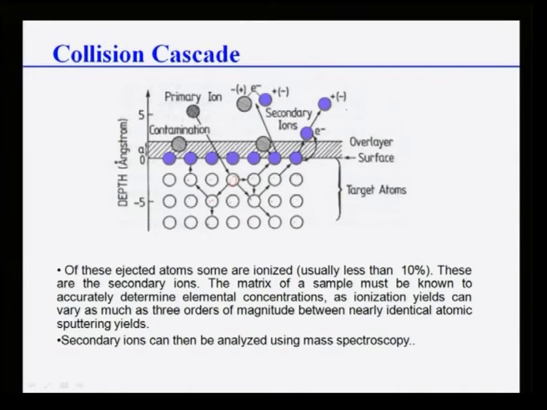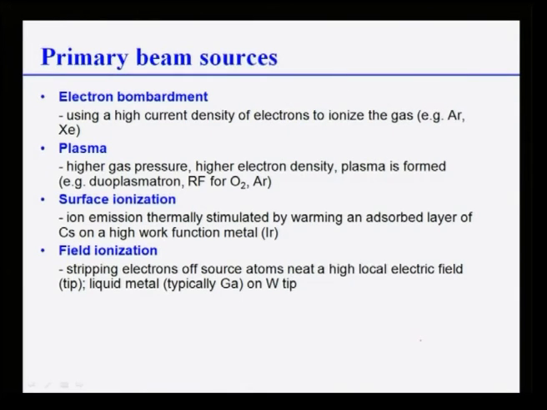Of these ejected atoms, some are ionized, usually less than 10%, and these are all called secondary ions. The matrix of a sample must be known to accurately determine the elemental concentrations, as ionization yields can vary as much as 3 orders of magnitude between nearly identical atomic sputtering yields. Secondary ions can then be analyzed using mass spectroscopy, which I have discussed. Now, there are many primary ion sources in SIMS. The most widely used, as I discussed, are oxygen and cesium, but one can also use an electron ion source.